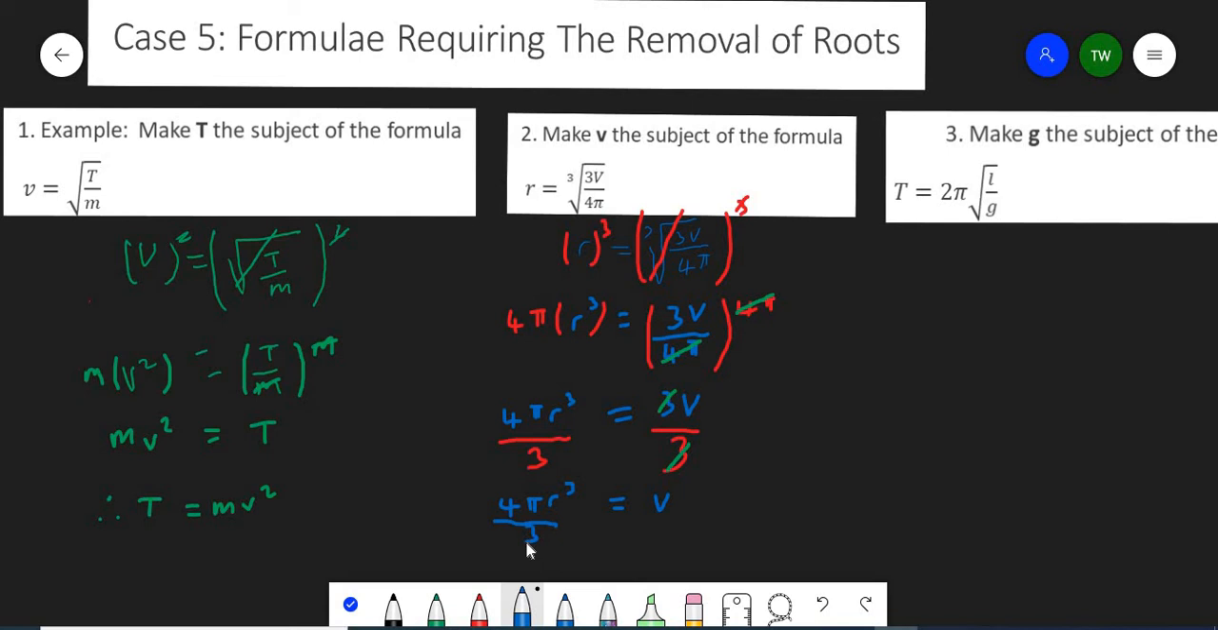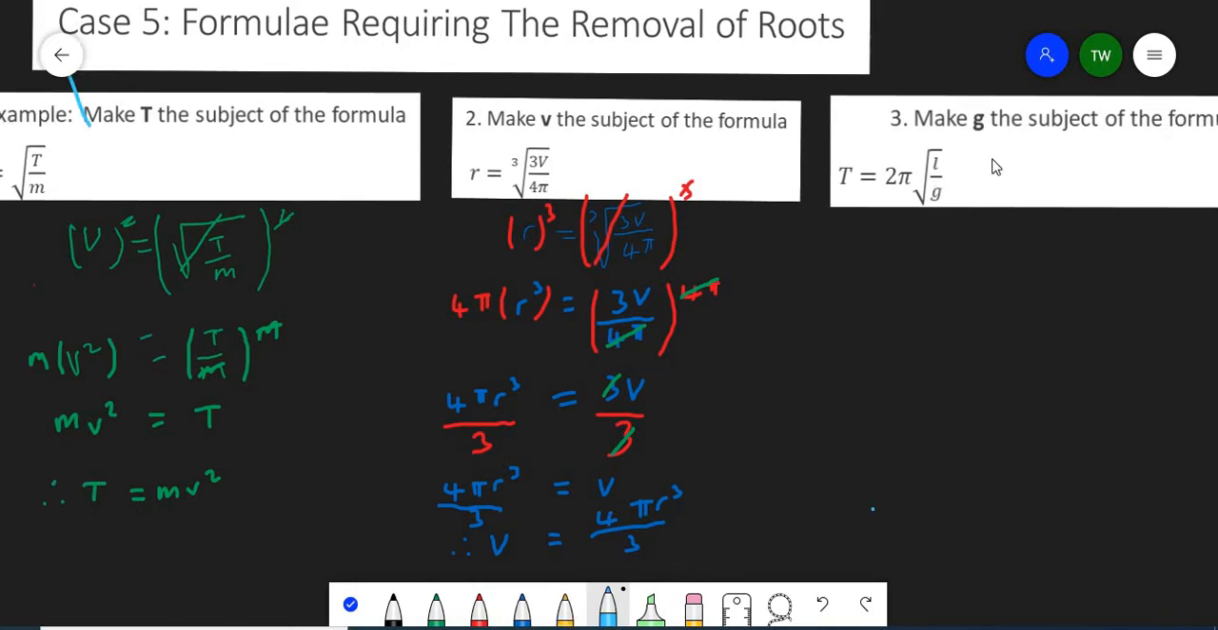And all you need to do is to just write a final statement, which is to just rewrite this, put the subject on the left. So you just say, therefore, V is equal to 4 pi r cube all divided by 3. And you're finished with that one.